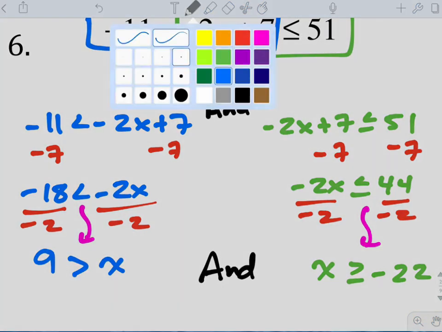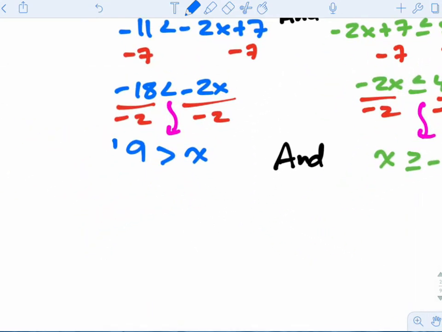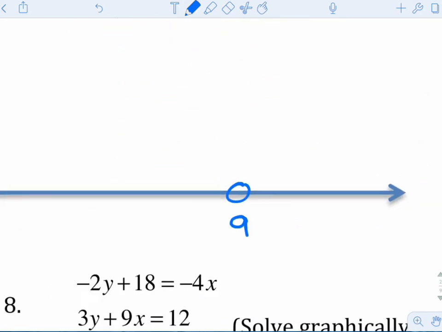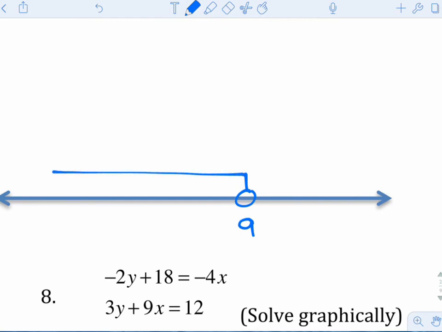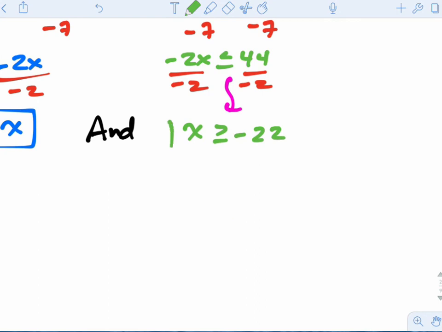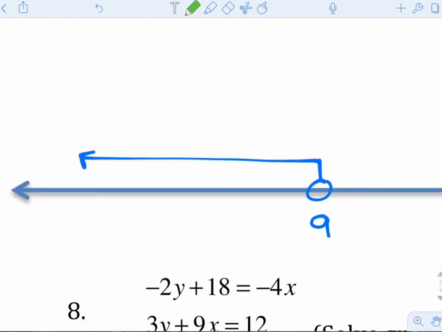So what I would do now is let's take a look at our number line, and let's go ahead and graph these two. So 9 is greater than x. We can also read that as x is less than 9. So we're going to put an open circle at 9. And since x is less than 9, our arrow is going to go to the left. All right. Now in green, we have x is greater than or equal to negative 22. So here's negative 22 on the number line. We're going to put in a solid circle because it's greater than or equal to, and we will shade to the right.